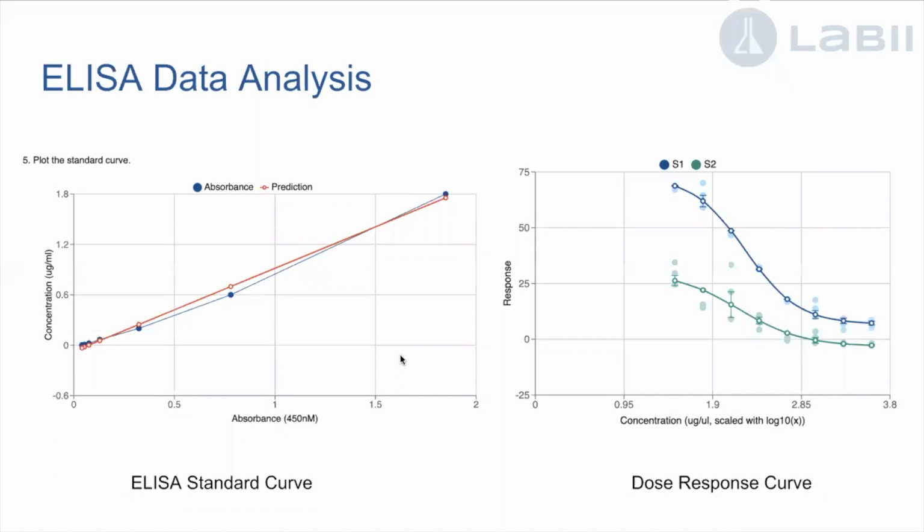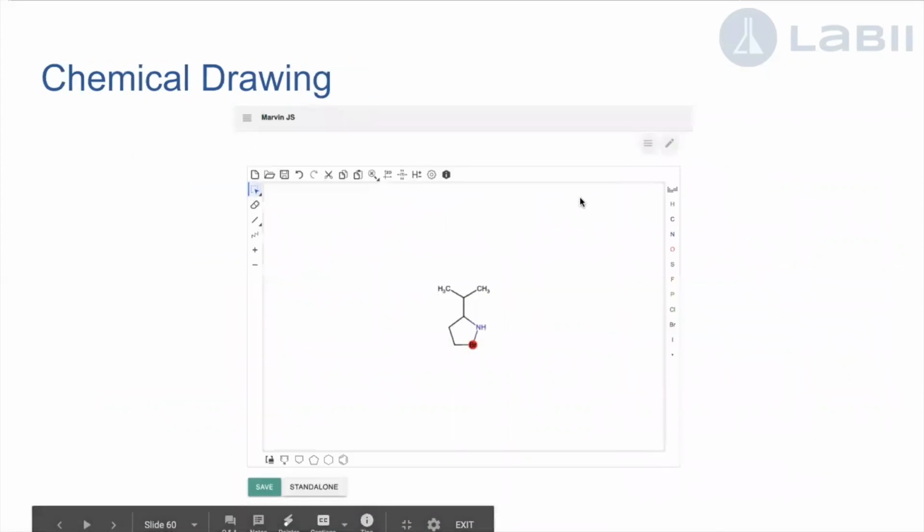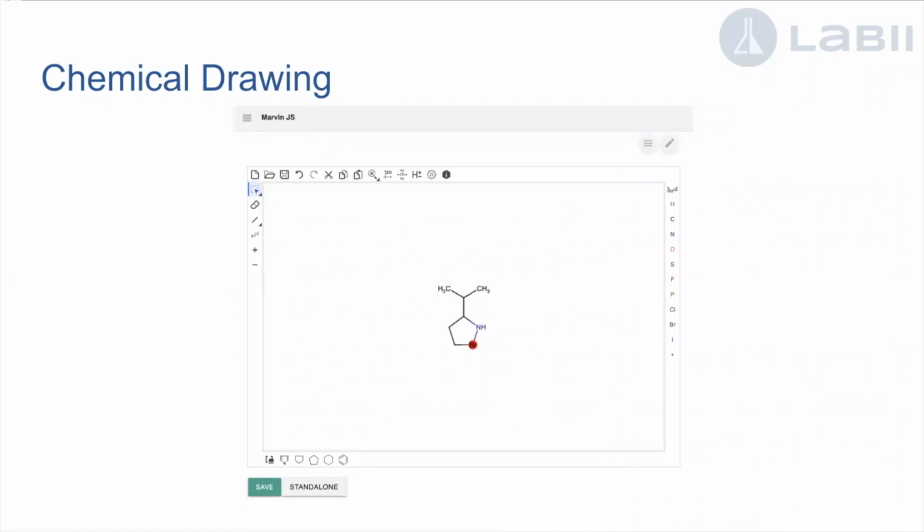We also support ELISA data analysis, which means as long as you copy the layout and the values and click analysis, it will give you this kind of chart directly, similar to the dose response curve analysis. And this is chemical drawing, which we currently support. If you have chemical components you want to manage and design, you can use Marvin.js to draw your chemical structure.